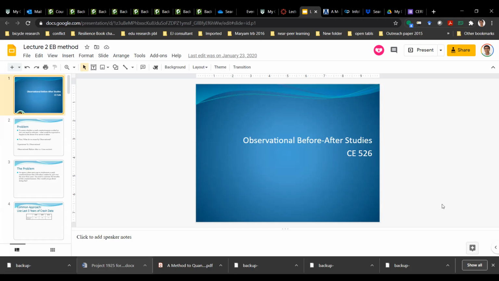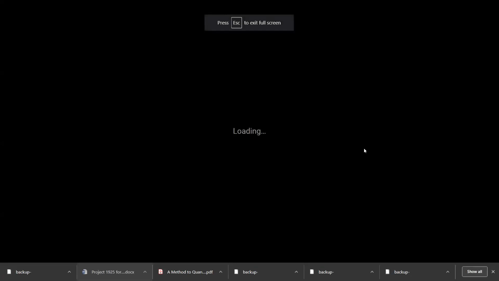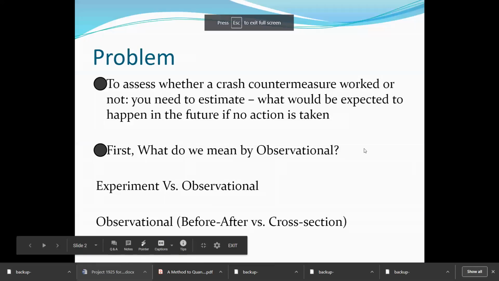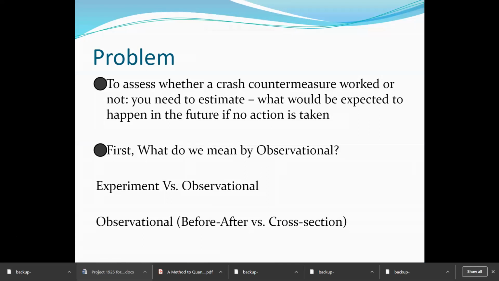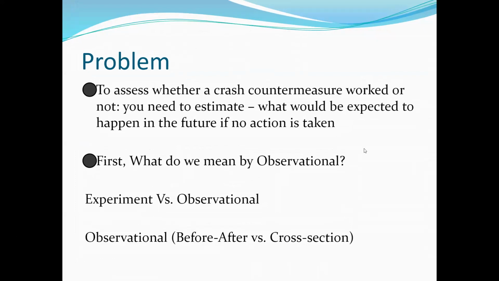So here is the problem that we are trying to solve with this. To assess whether a crash countermeasure worked or not, what you need to estimate is what would be expected to happen in the future if no action were taken. So first things first, and I'm sure some of you at least have done the reading assignment, so I hope it's not completely foreign to you, and you'll prove it to me by taking a little quiz on it a little bit later in the class today.